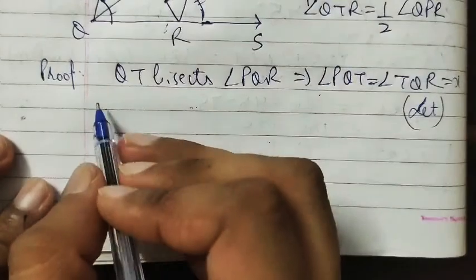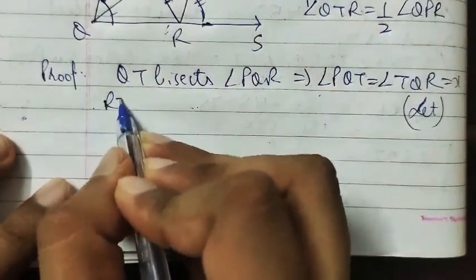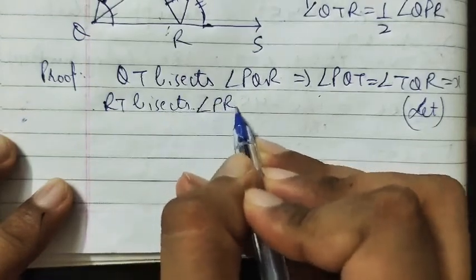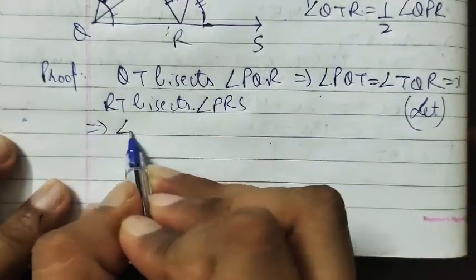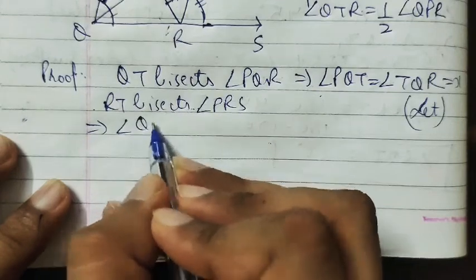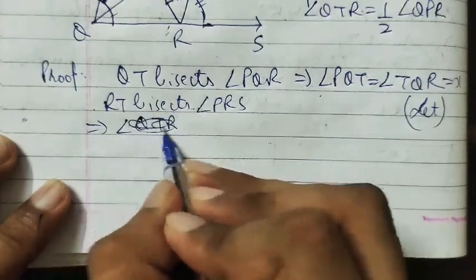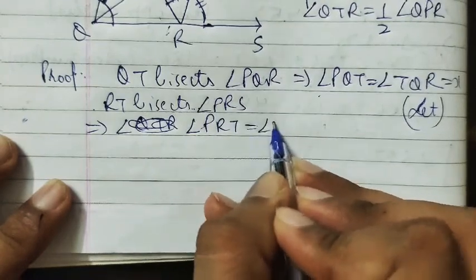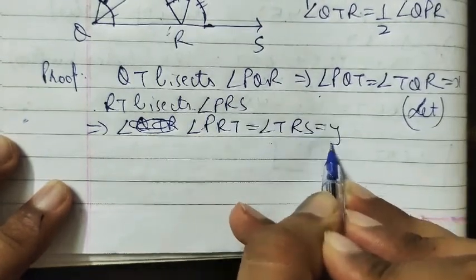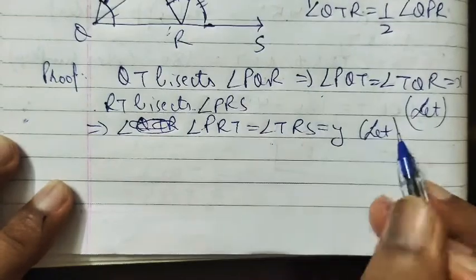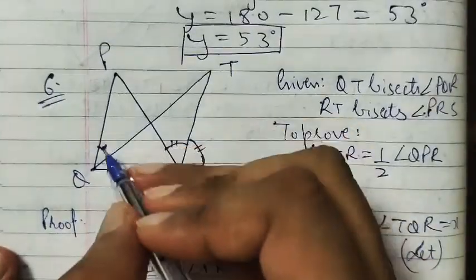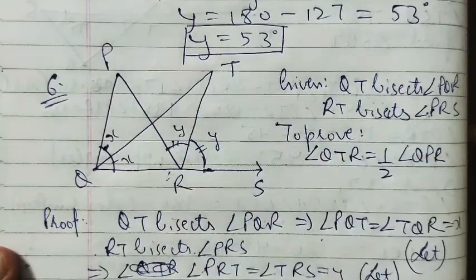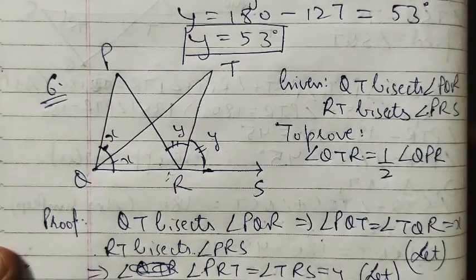Similarly, if RT bisects angle PRS, so this implies angle PRT is equal to angle TRS is equal to y. So we can say this is x, so this is also x, this is y, so this is also y, right? So this we have assumed so far.